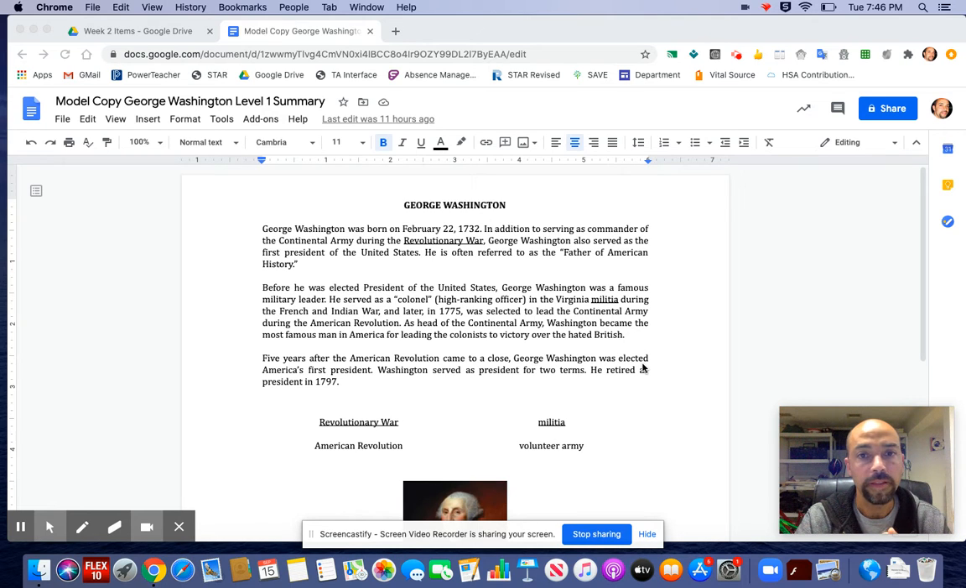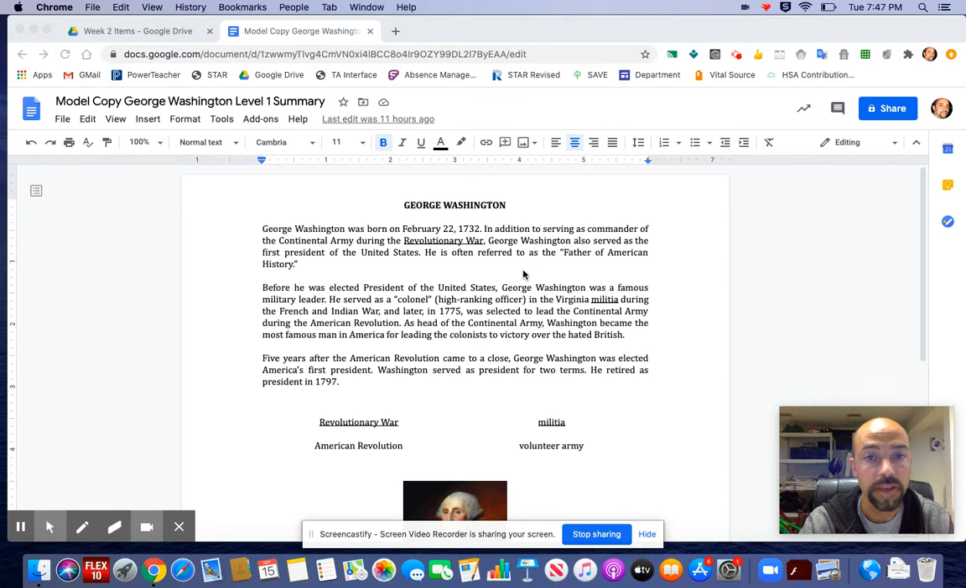Paragraph number 1, opening sentence says George Washington was born on February 22nd, 1732. That's an important detail I want to remember. That way, when I think about George Washington at a later time, hopefully I will remember this detail. And when I think George Washington, I'm not thinking 1400s or 1800s or the 2000s. I'm thinking 1700s. He was born in 1732.